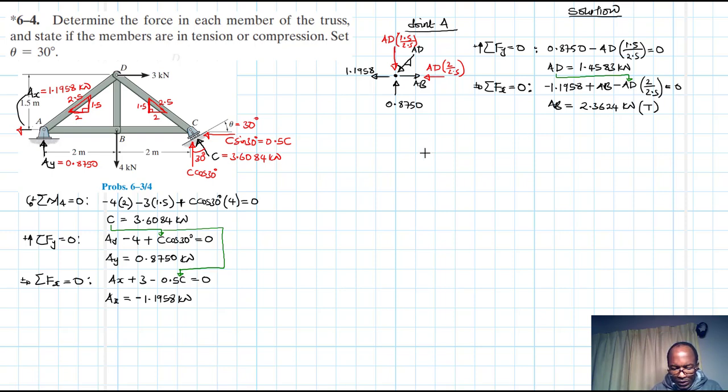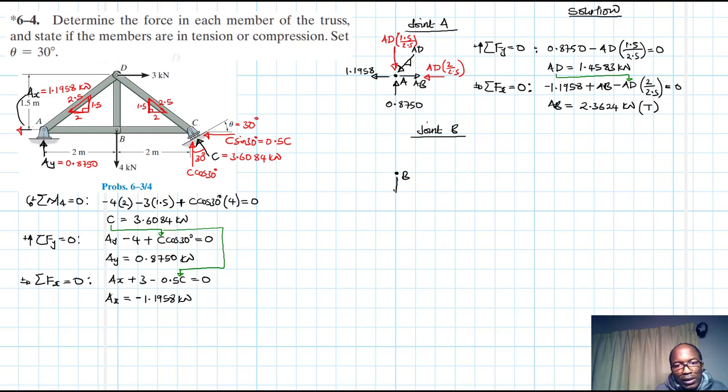Okay, let me just check it again. 1.1958 minus 1.4583 times 2 divided by 2.5, so 2.3624. Great. So found this, let's go to another joint, which is joint B. Okay, joint B, there we go. This was A. This is joint B.